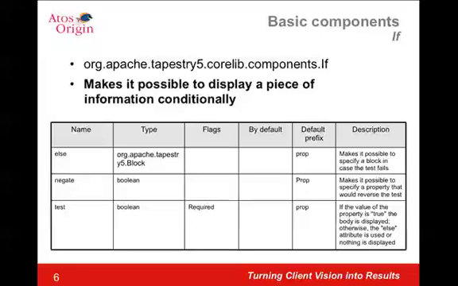We have two other parameters: else. If the return value is false, we can specify a block to display in this case. And negate: if this parameter is true, the main block will be displayed if the test method returns false.